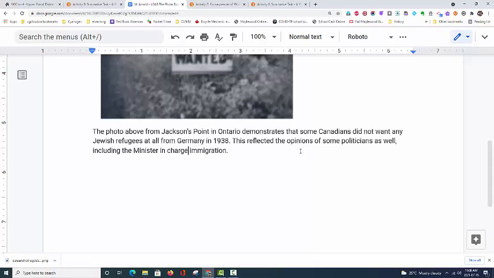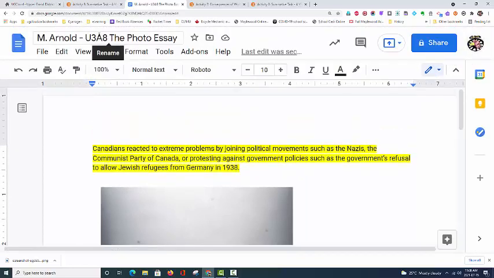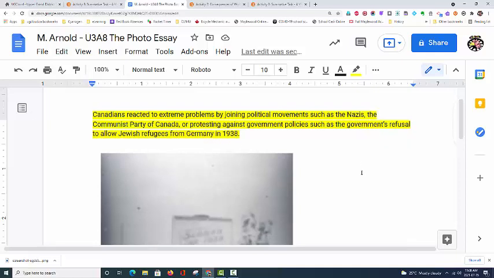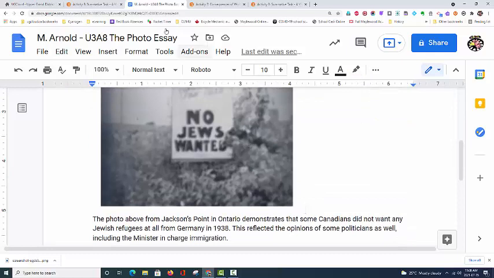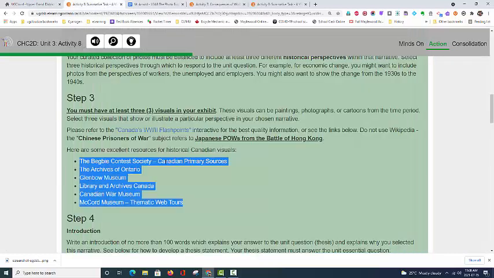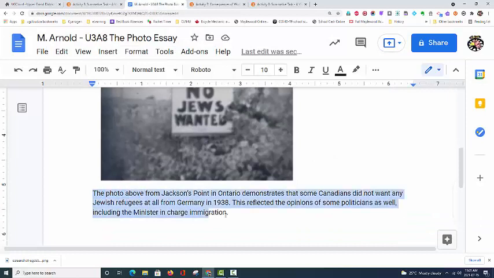Excellent. All right. So to review, we have a document which is called U3A8, the photo essay. It is going to involve an introductory statement with 3 points. Then you are going to find photos from either the interactive in Unit 3 Activity 7 or any of these sources. And under each photo, a caption proving that your particular image or photo or painting or poster proves one of your points.